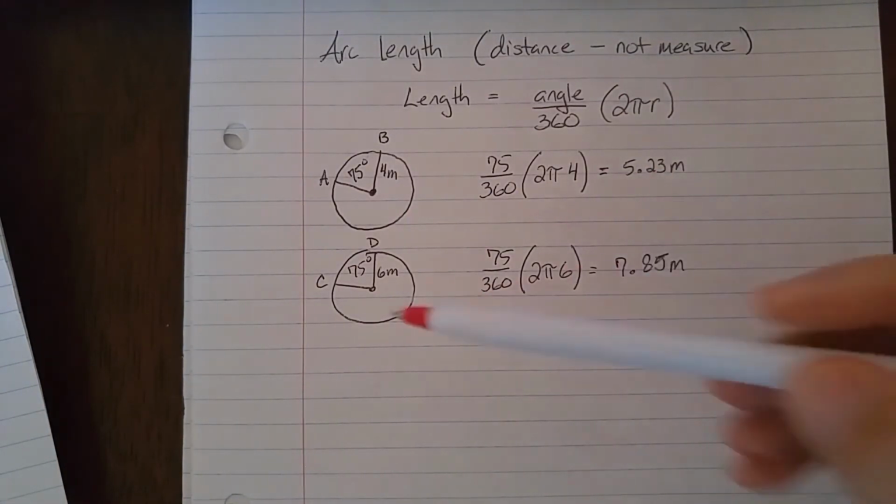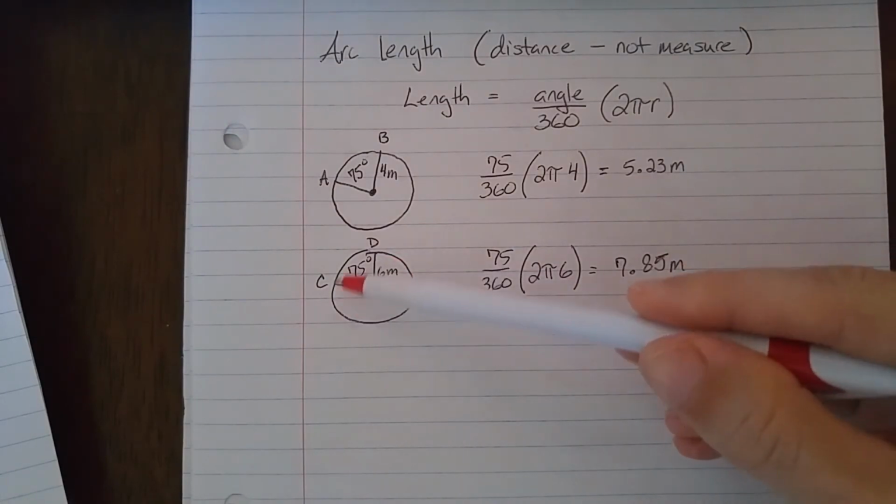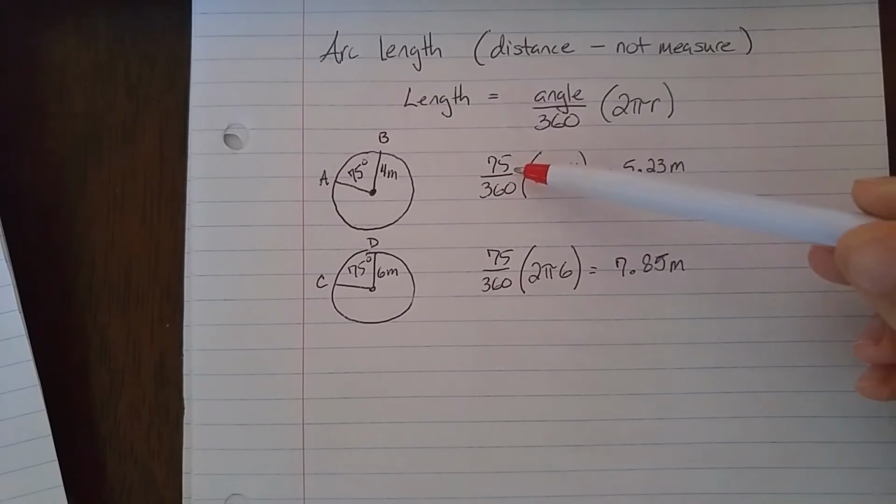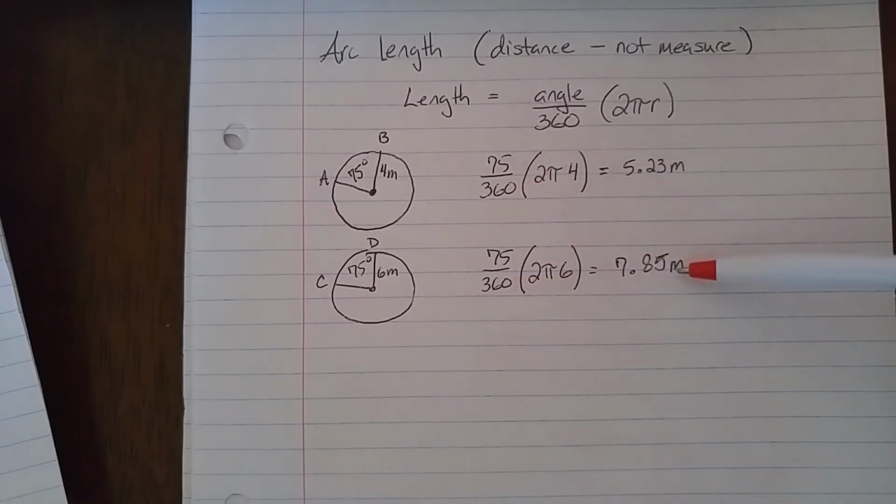So see the difference between these two? Here, when the radius is bigger, that means that this circle is a little bit bigger. And what do you know? The same percent of the circle, it's going to have a longer arc length. As the circumference increases, the arc length increases if it's the same percent.